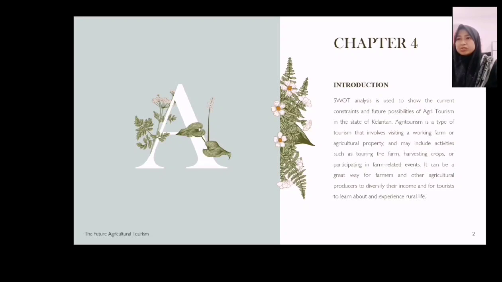Agritourism is a type of tourism that involves visiting a working farm or agricultural property and may include activities such as touring the farm, harvesting crops, or participating in farm-related events. It can be a great way for farmers and other agricultural producers to diversify their income and for tourists to learn about the experience of rural life.